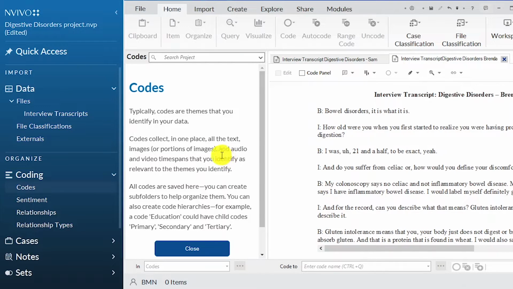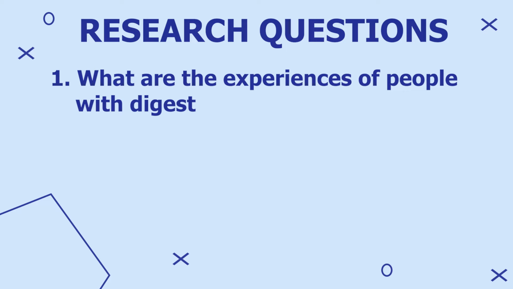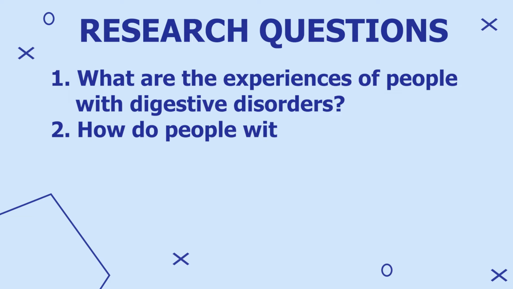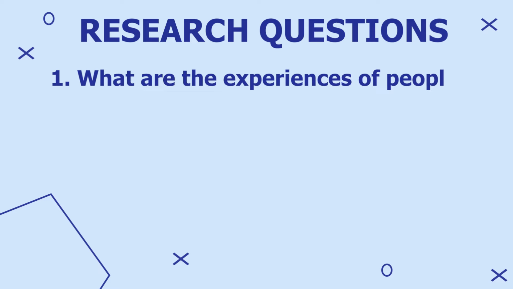We want to determine the primary themes that we will use to code our data. In this case, the primary themes are evident because we have research questions that we want to focus on. So the research questions that you want to answer in your study will form the primary themes when coding the qualitative data in NVivo 14. So in this case, the 2 main research questions that will be considered in the coding process include: what are the experiences of people with digestive disorders?